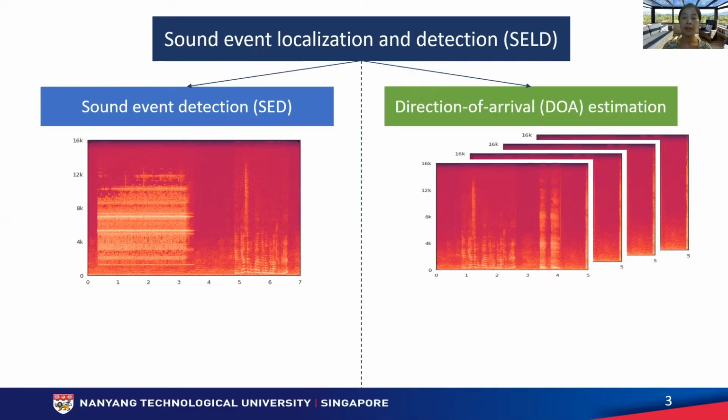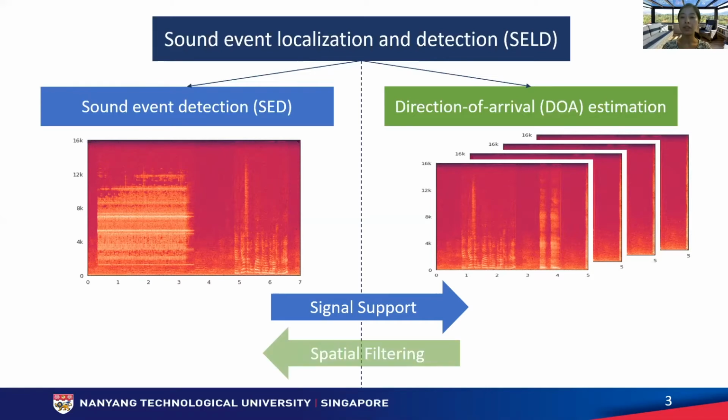SED and DOA estimation require different information from the audio input signals. SED mainly relies on time-frequency patterns, while DOA estimation mainly relies on the phase or magnitude differences between microphones. However, SED can potentially improve the performance of DOA estimation by providing accurate acoustic signal detection. Likewise, DOA estimation can potentially improve the performance of SED by spatial filtering to reduce the interferences in multiple source conditions.